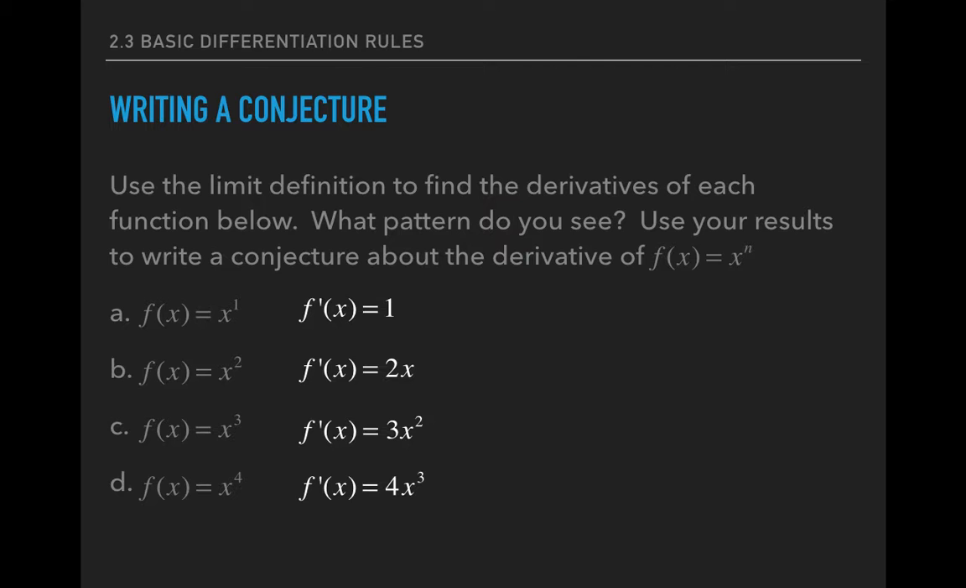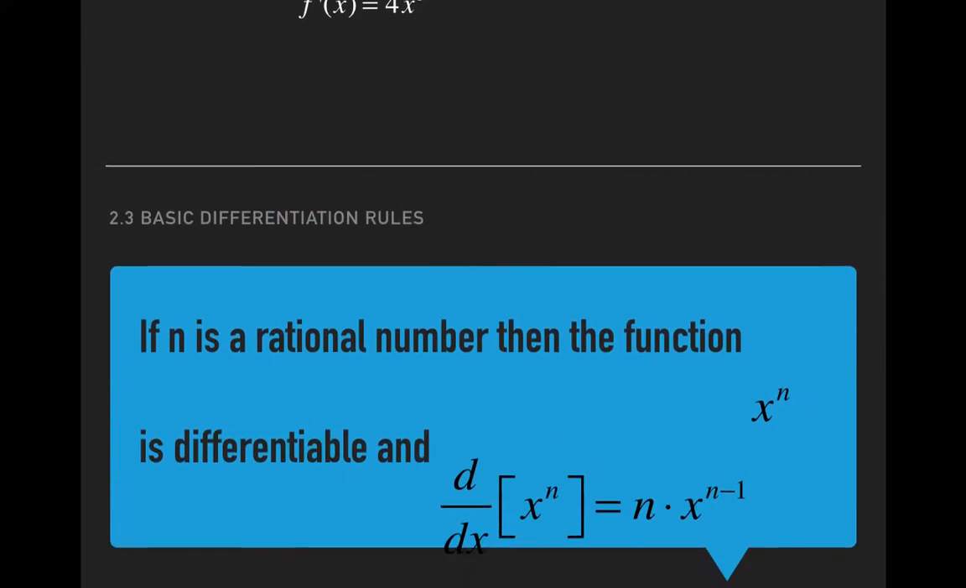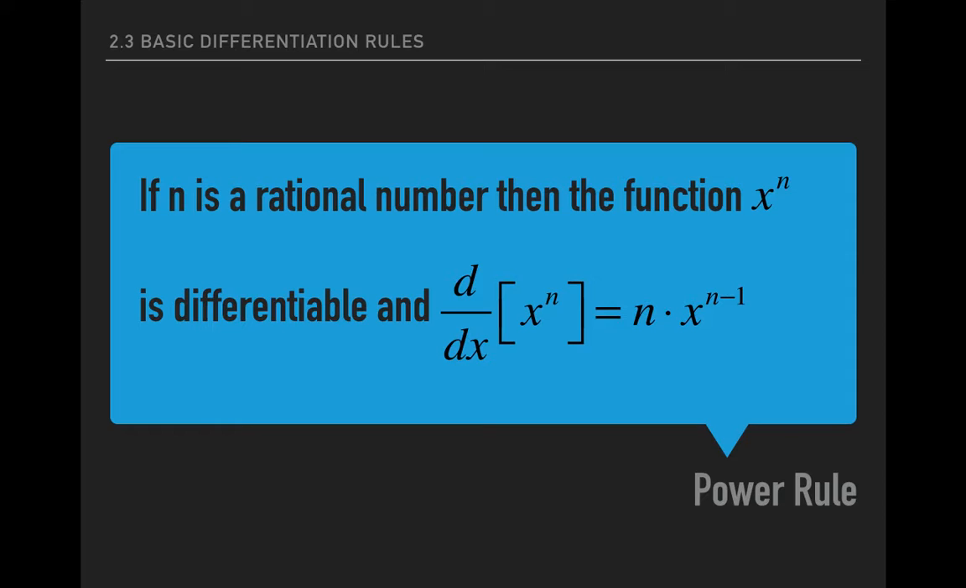Ladies and gentlemen, here's what happens. You take the power, let's say that the power is n. n becomes a constant that you multiply the function by. And the power that you were working with, n, is decreased by 1. So you essentially bring down the power and write it as a coefficient and decrease your power by 1. And that works for any power that you're working with.